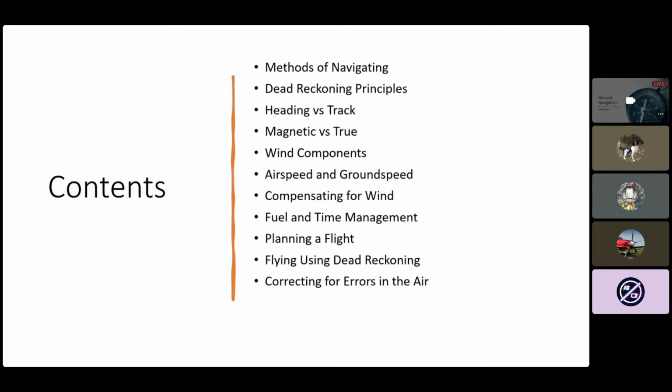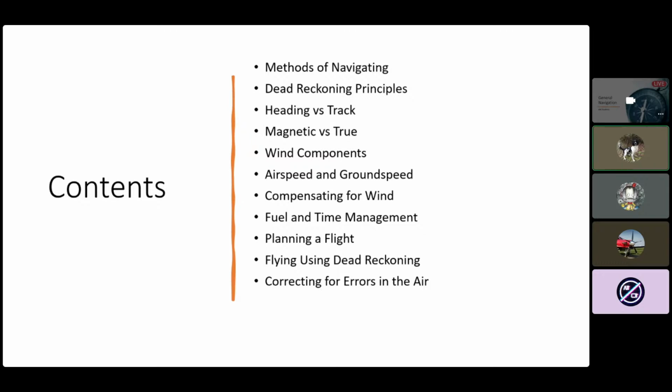So as you can see, we're going to go through methods of navigating, different ways of doing it, the principles of dead reckoning, the difference between headings and tracks, the difference between magnetic and true courses and headings. We're going to look at wind components, so we're going to break the wind down and see how it affects the aircraft and its path. We're going to look at air speeds and ground speeds. We're then going to look at combining all of what we've just talked about, and compensating for the wind.